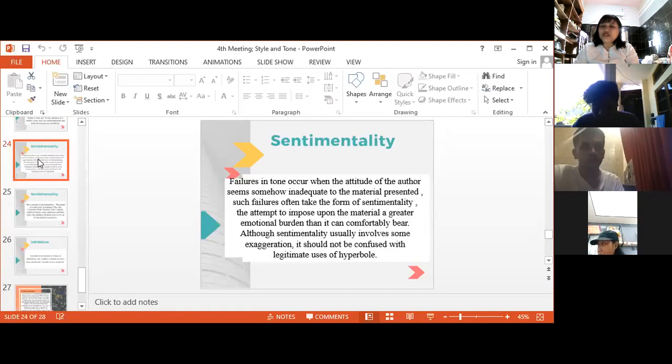Sentimentality. Failures in tone occur when the attitude of the author seems somehow inadequate to the material presented. Such failures often take the form of sentimentality. It tends to impose upon the materials a greater emotional burden than they can comfortably bear. Although sentimentality usually involves some exaggeration, it should not be confused with the legitimate use of hyperbole.